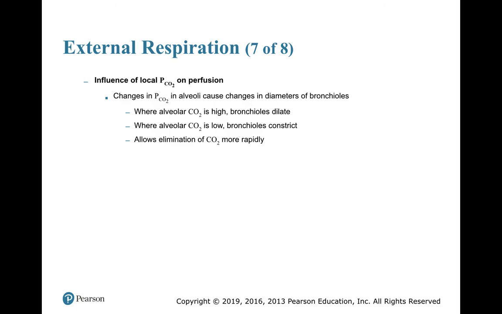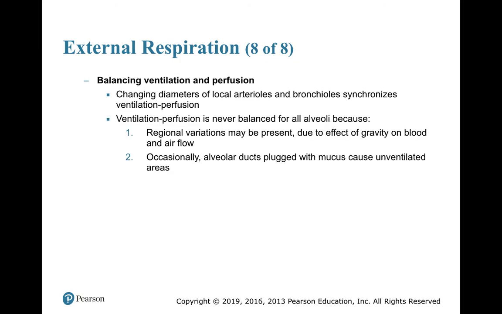Carbon dioxide in the alveoli will change the diameter of the bronchioles. When there is a high level of carbon dioxide in the alveoli, you dilate the bronchioles, so more air comes and exchanges that carbon dioxide. If there's a low level of CO2, you can constrict the bronchioles and conserve the oxygen that you have. That will allow the elimination of carbon dioxide more rapidly and efficiently. So we're going to balance ventilation and perfusion. Changing the diameter of local arterioles and bronchioles will synchronize ventilation and perfusion.